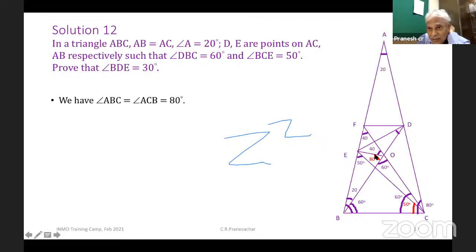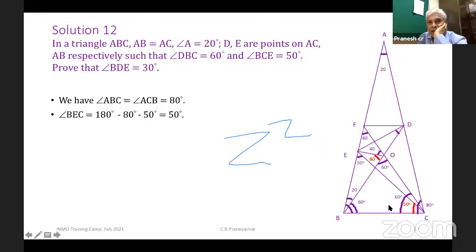So first of all, let me explain the hypothesis. ABC is an isosceles triangle, AB equals AC. D is a point such that DBC is 60 and E is a point on AB such that ECB is 50 degrees. And you have to prove that angle BDE is 30 degrees. The construction is, you symmetrize the figure.